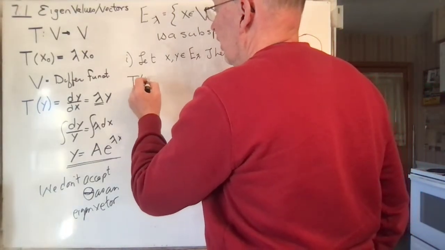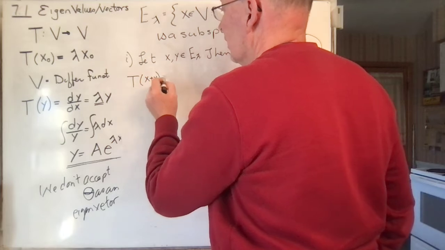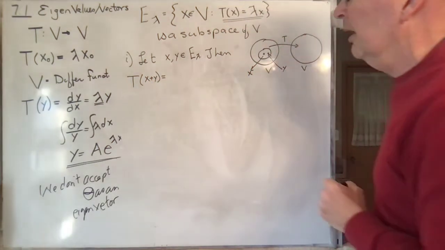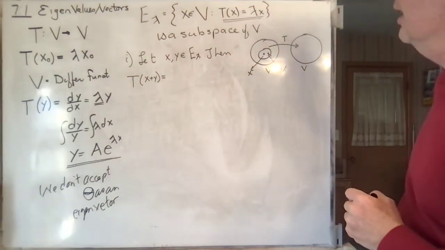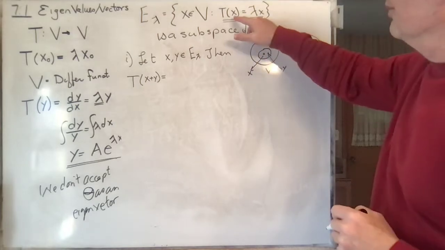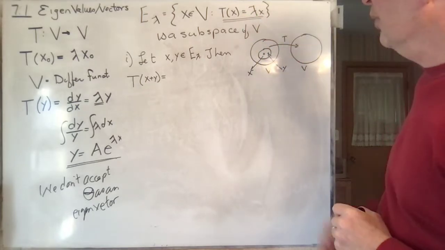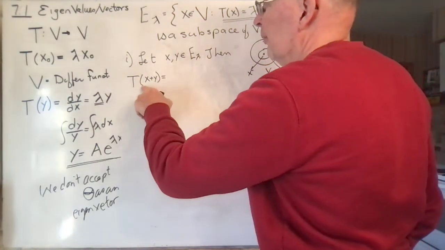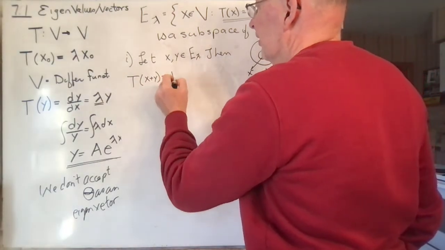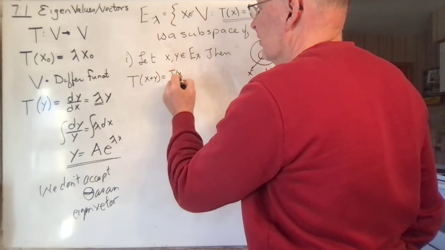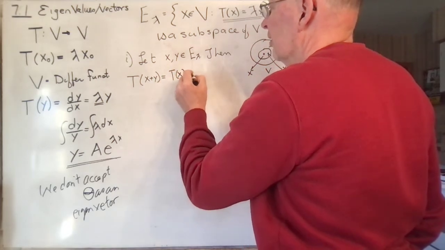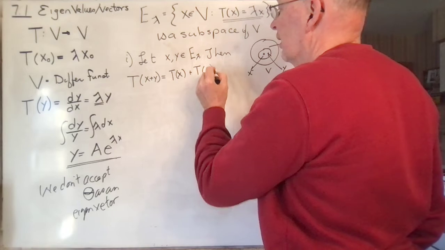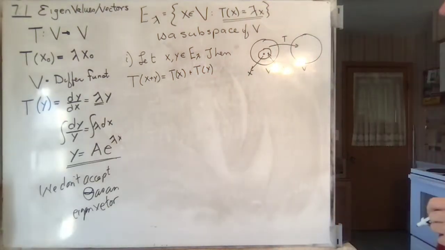T of X plus Y. Well, what can we say? I don't know that that's equal to lambda times X plus Y. I don't know. But what I do know is that this is a linear transformation. So since this is a linear transformation, I know that that's T of X plus T of Y.